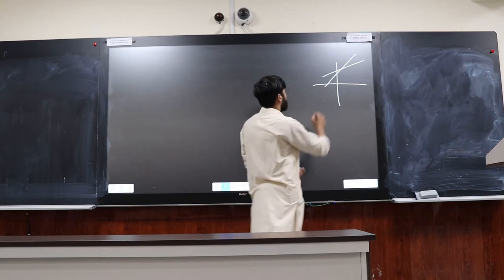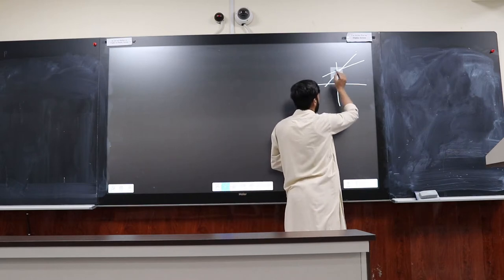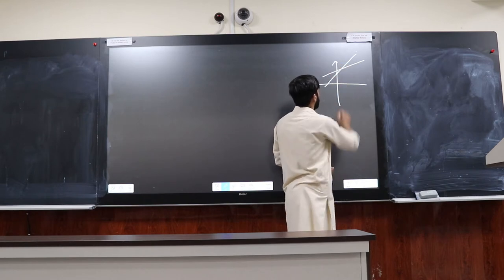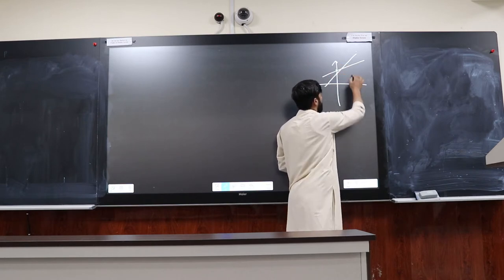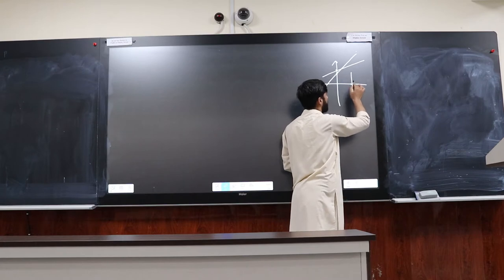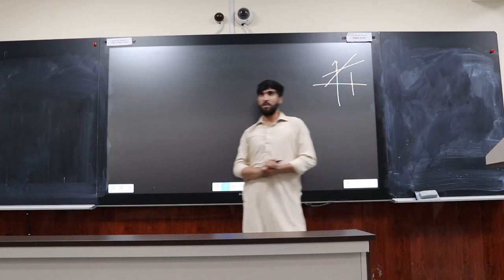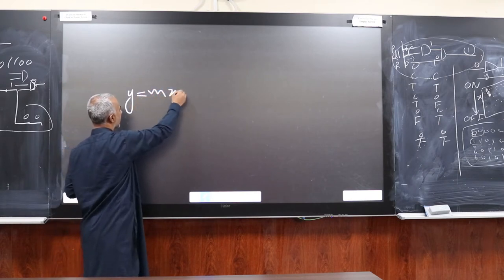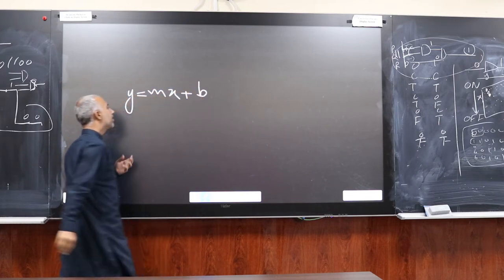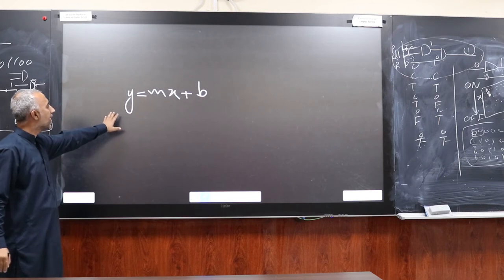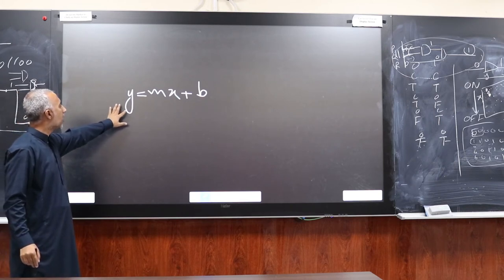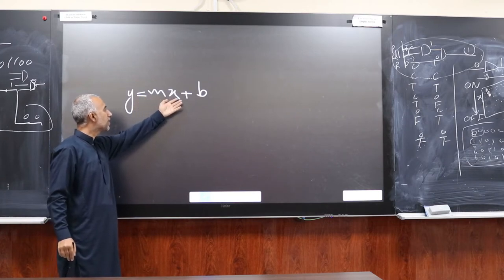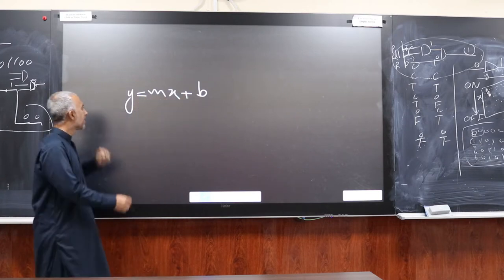The number one is the y-intercept. Y-intercept is where it cuts the y-axis. And the x-intercept is where y is zero. We know the equation of line, and in this equation of line, y is the output, the range, m is the slope, x is the input, and b is the intercept.